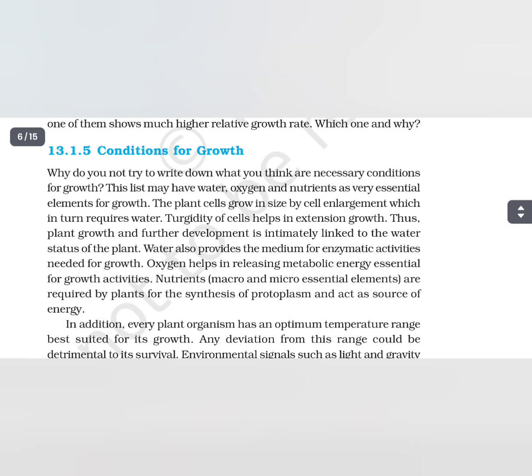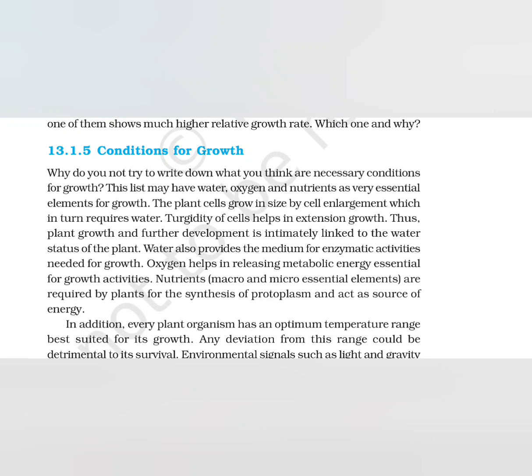Conditions for growth. Why do you not try to write down what you think are necessary conditions for growth? This list may have water, oxygen, and nutrients as very essential elements for growth. The plant cells grow in size by cell enlargement, which in turn requires water. Turgidity of cells helps in extension growth. Thus, plant growth and further development is intimately linked to the water status of the plant.